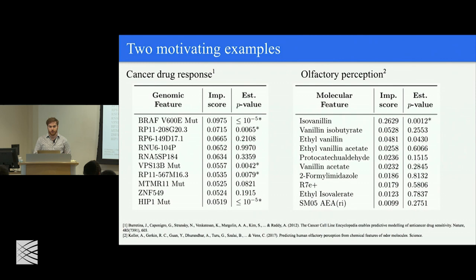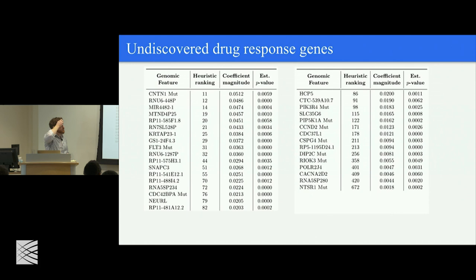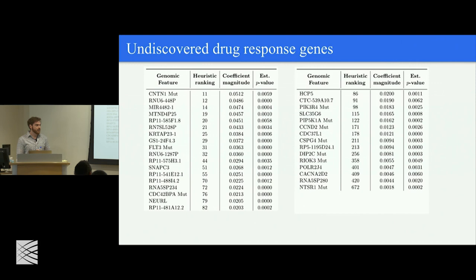And more so, these feature heuristic scores totally miss a lot of things that would have actually had significant p-values when correcting for multiple hypotheses. So in this case, you can go all the way down. I think this whole data set only had something like 800 or so features, and you can go as low as the 600s and still find a feature that would have had a very, very low p-value. So these are potential driver genes that you might have been missing if you were doing this sort of heuristic ranking.